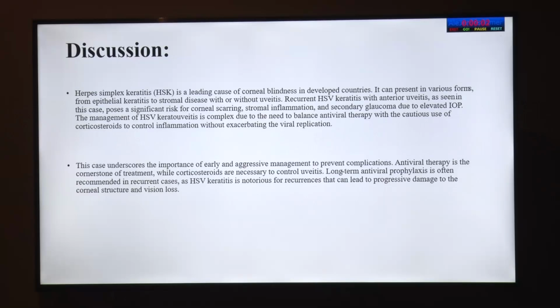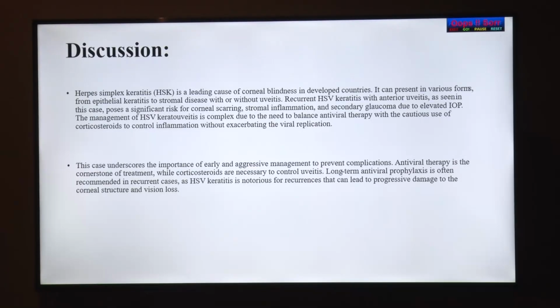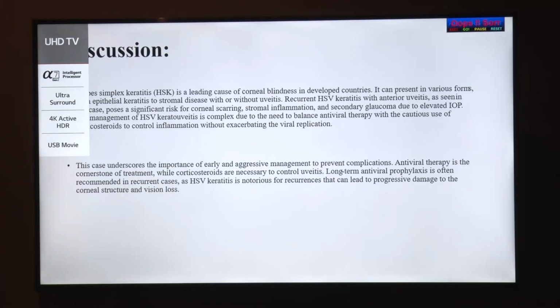So herpes simplex keratitis is a leading cause of corneal blindness in developed countries. It can present in various forms: keratitis to stromal disease with or without uveitis, recurrent HSV keratitis with anterior uveitis, and as seen in this case, poses a significant risk for corneal scarring, stromal inflammation, and secondary glaucoma. So the management of HSV keratouveitis is complex due to the need to balance antiviral therapy with the cautious use of corticosteroids to control inflammation without exacerbating the viral replication.